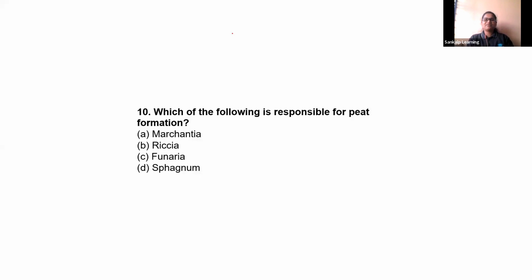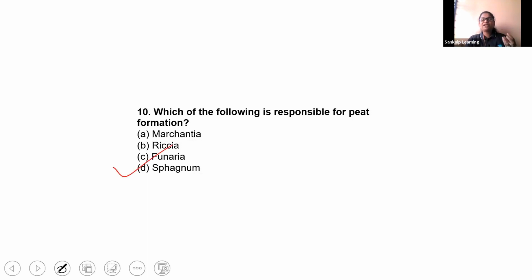A quick answer is given by Rashmi. Okay. Very good. Yes. Fine. So the right answer is option D, sphagnum.